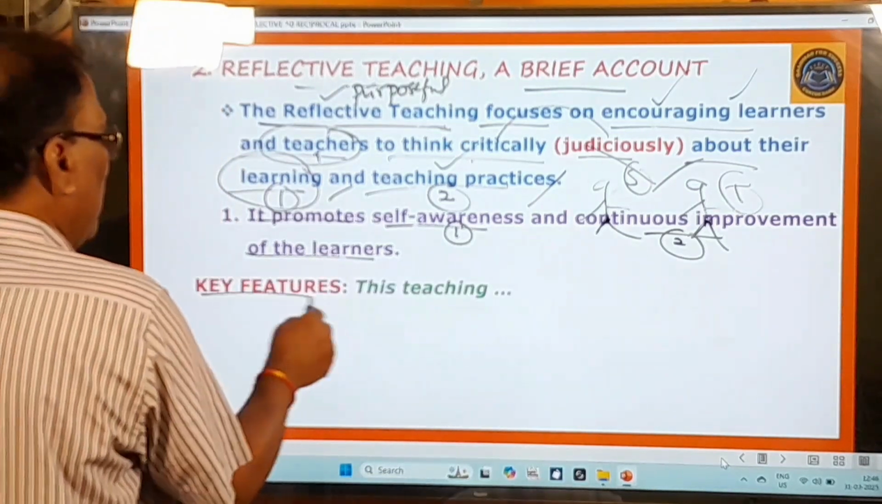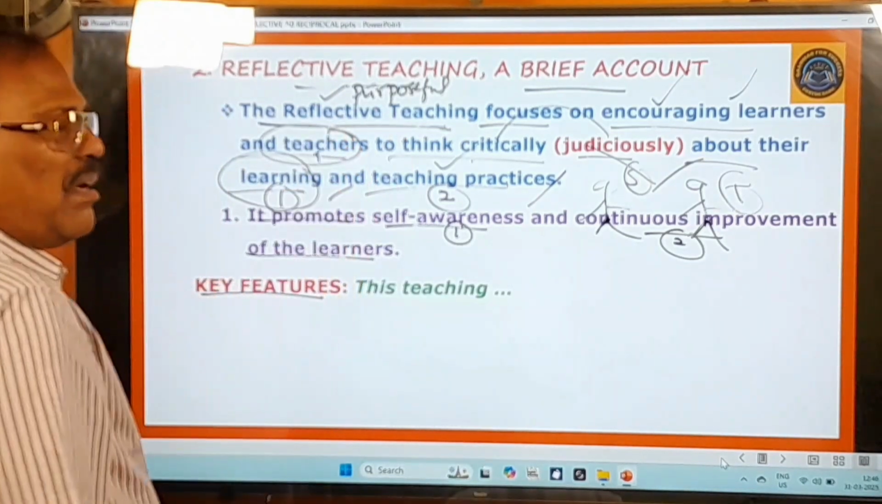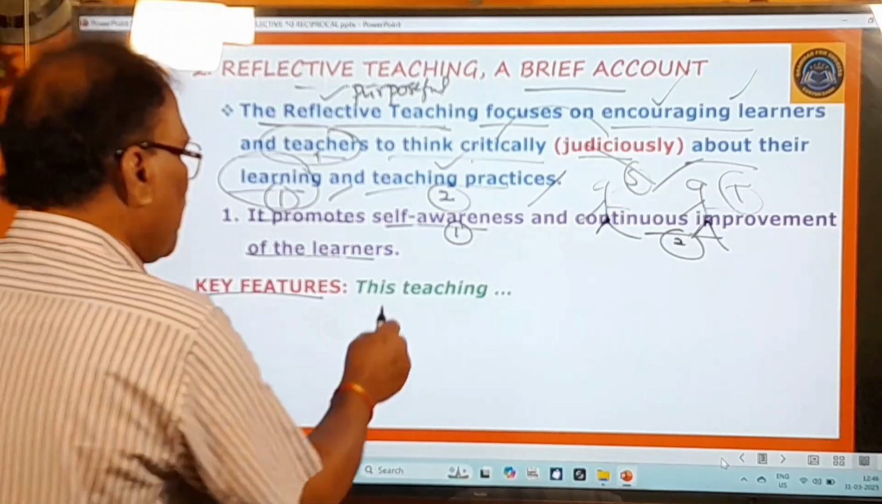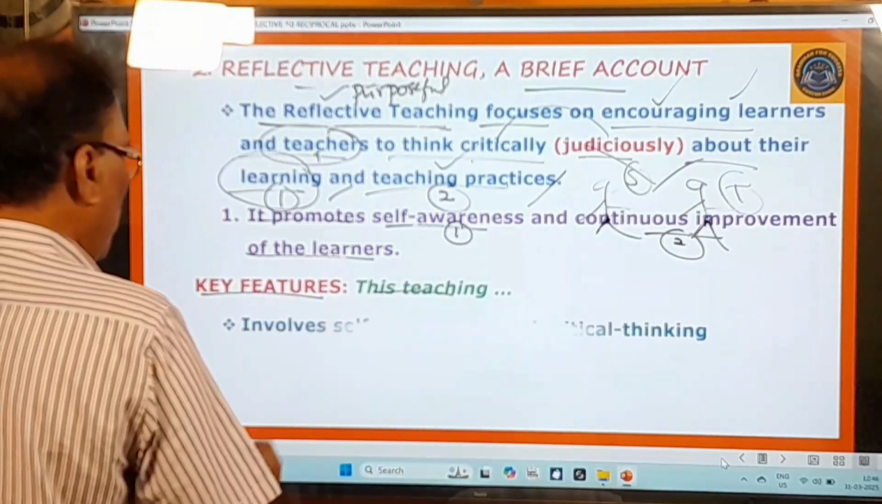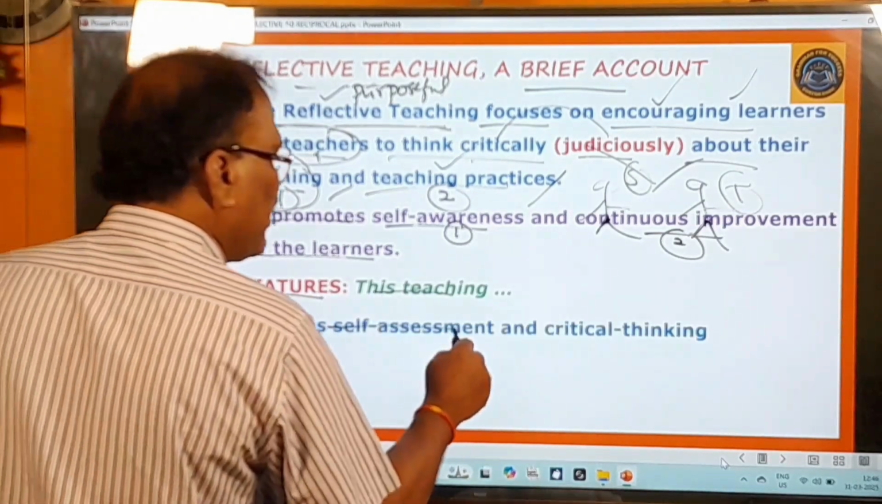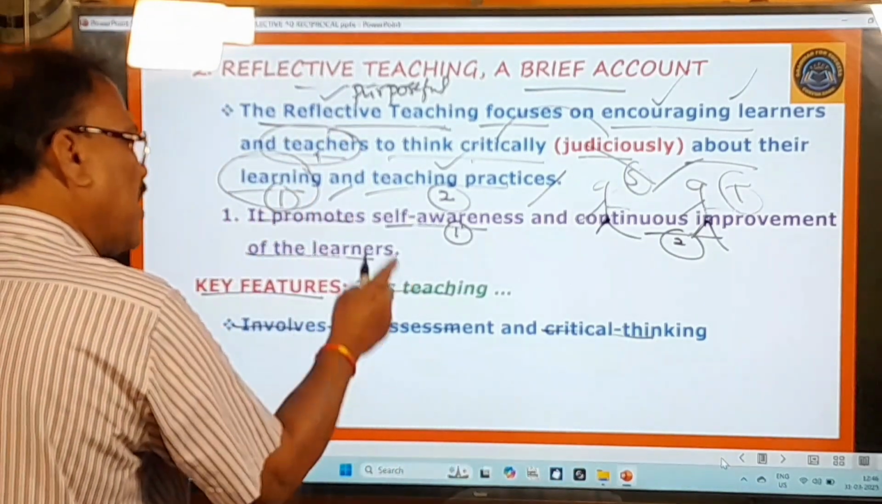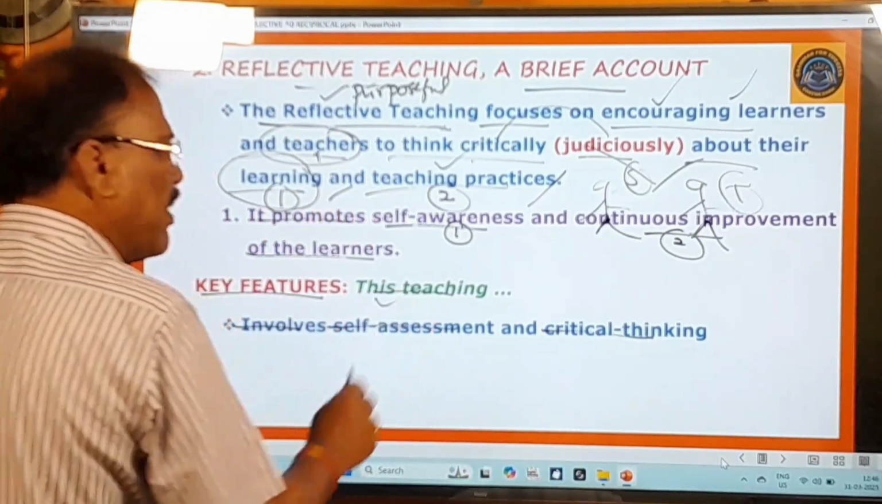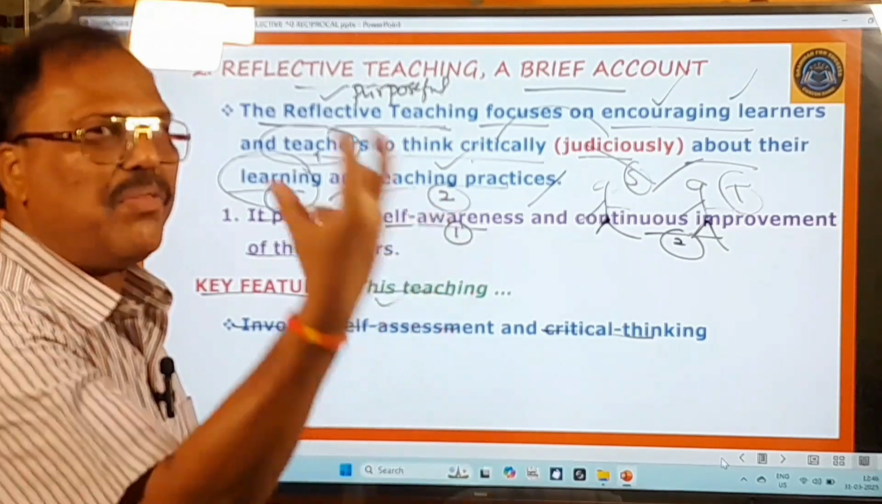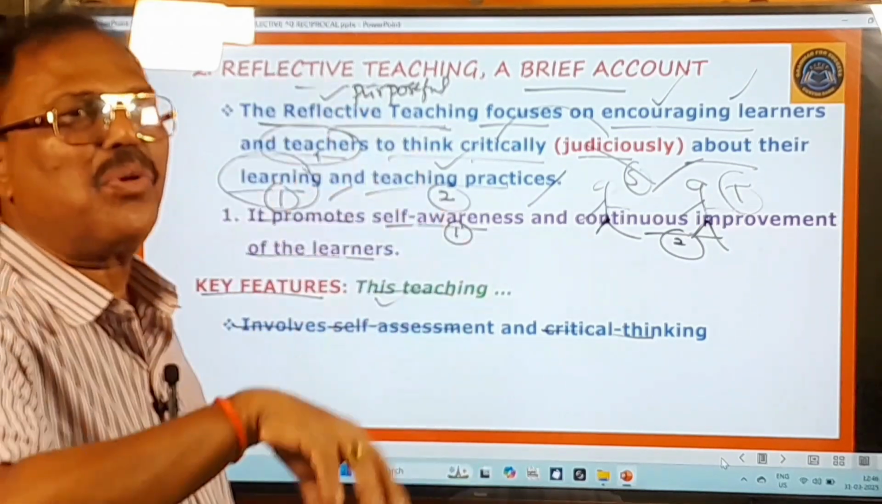Key features. What are the key features of this reflective teaching? This teaching involves self-assessment and critical thinking. Here, this teaching includes what? Self-assessment. Assessment means evaluation. So, evaluation of one's own actions.